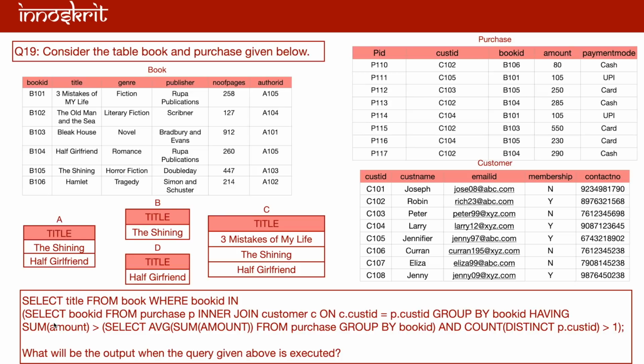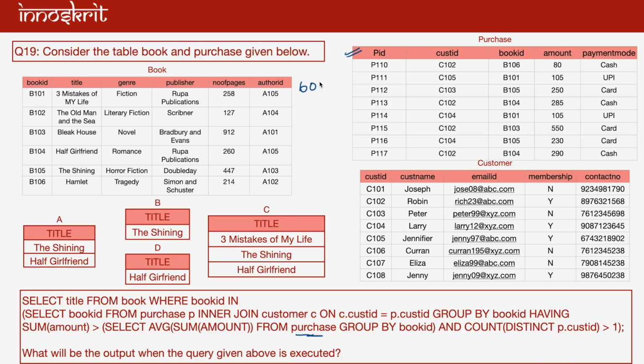Now let's look at the last question, which is the 10th question of this series. First of all, we will be executing the very last query, which is this one: select average sum of amount. What it is saying is that first we will be grouping by the book ID. So we will go to the purchase table and first make all the unique book IDs.